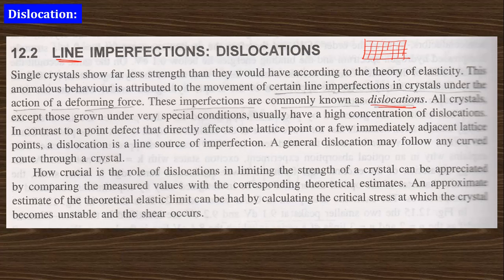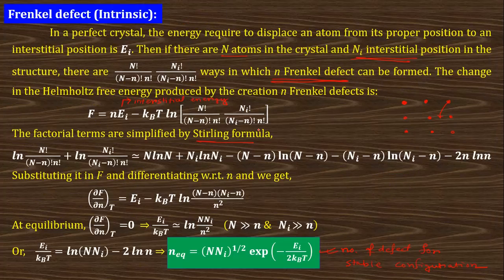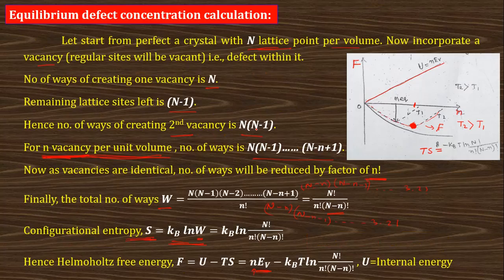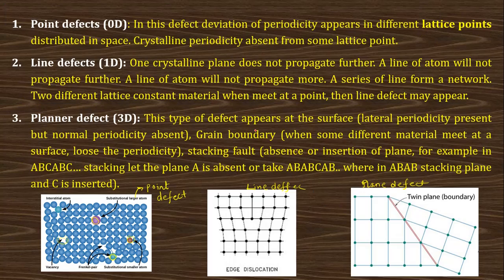Let's continue. We already discussed the point defects, right? Point defects means the defect at any point of this crystal structure. So these are the different types of point defects.